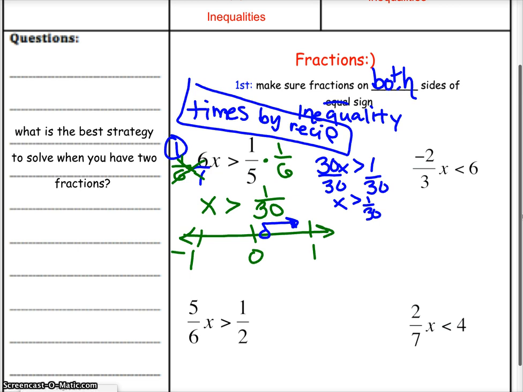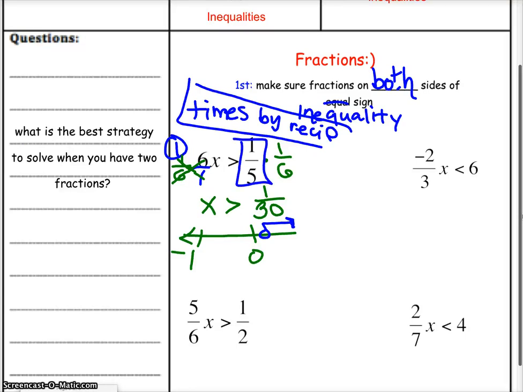The strategy that Gatlin was just talking about, where we can get rid of a fraction by multiplying through by that bottom number. Okay, so notice that I use the reciprocal here because the right side was a fraction. So it's super easy for me to deal with two fractions.